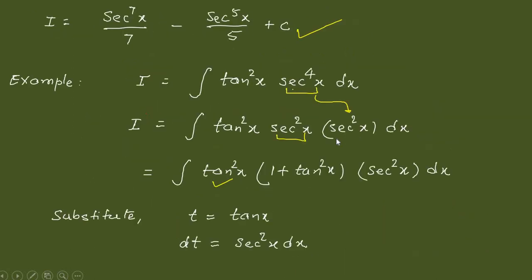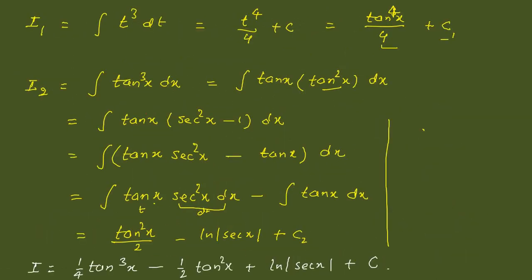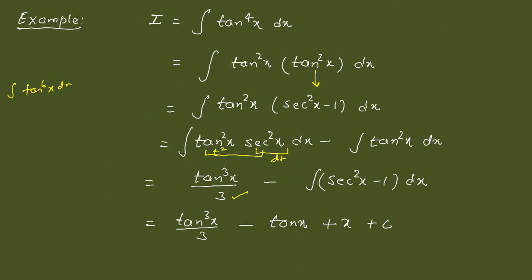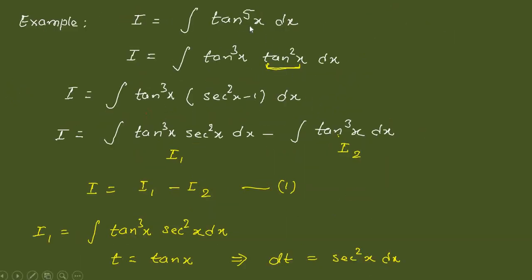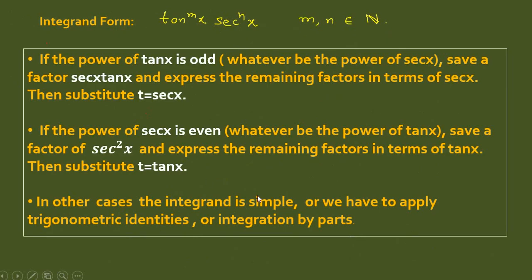So these last two examples, tan to the power 4x and tan to the power 5x, we have done here. They are actually the other cases of this guideline, in which we have simply understood that in other cases we have to simply apply trigonometric identities or integration by parts. So we are not using integration by parts until you get sec to the power of an odd number.